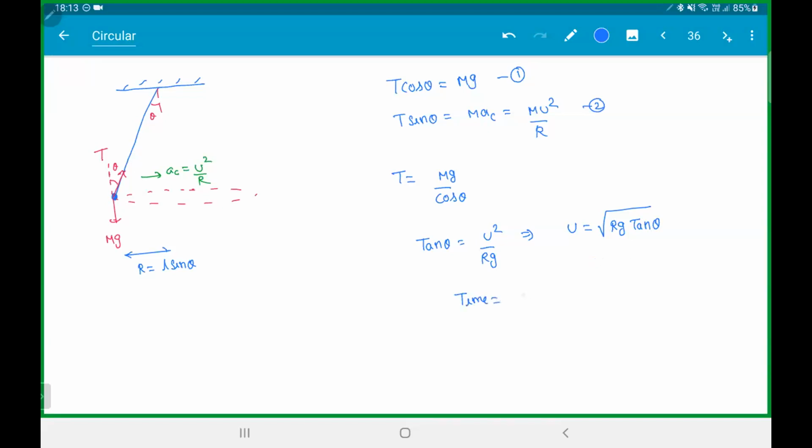Time period for one revolution is distance, which is 2 pi r, the circumference, divided by speed u. So this would be 2 pi root over r by g tan theta. R is L sine theta. You end up with 2 pi root over L cos theta by g. There, that's your time period, everyone. Check it out.